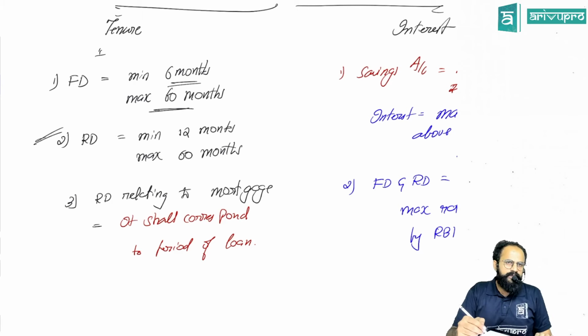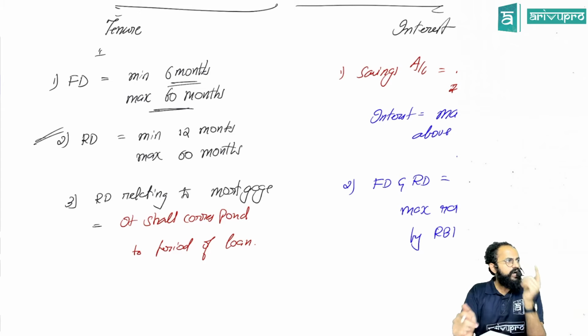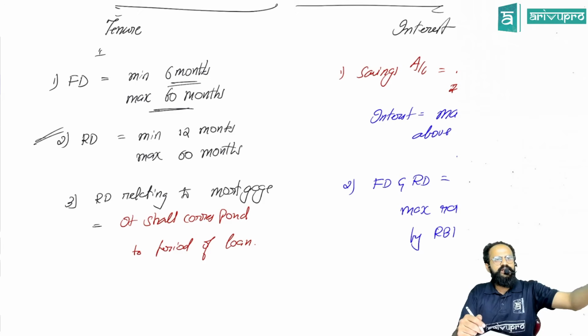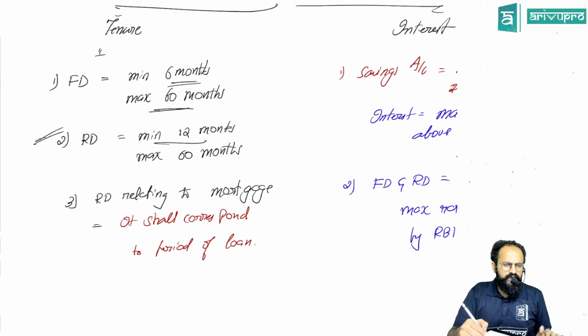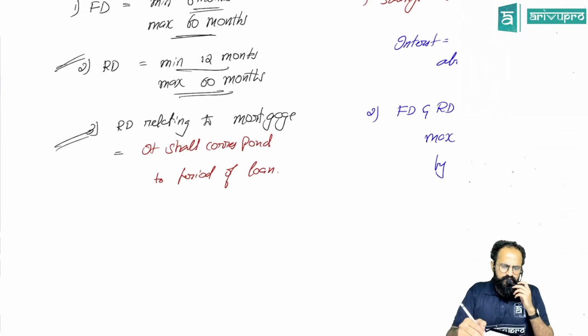If you're accepting RD, RD means recurring deposit. I hope you know what RD and FD are. In RD, any interest you get is put back into the second year, so for the second year, on principal plus interest, you get interest. It is basically cumulative. Minimum is 12 months, maximum is 60 months. RD relating to mortgage shall correspond to the period of loan.